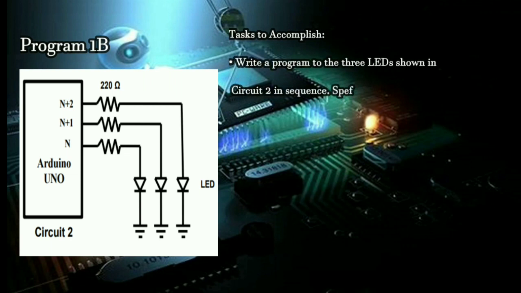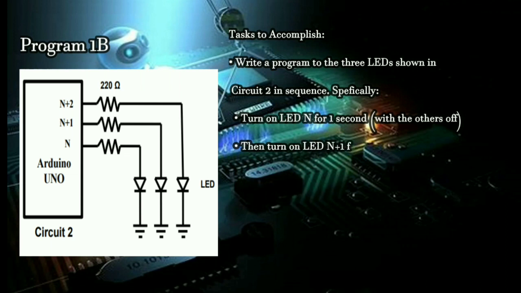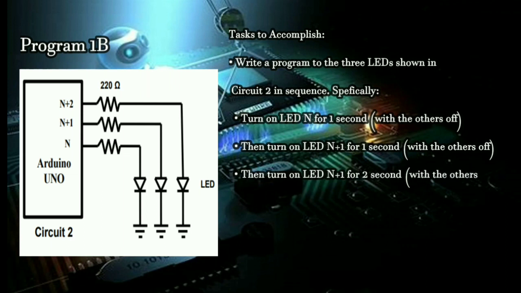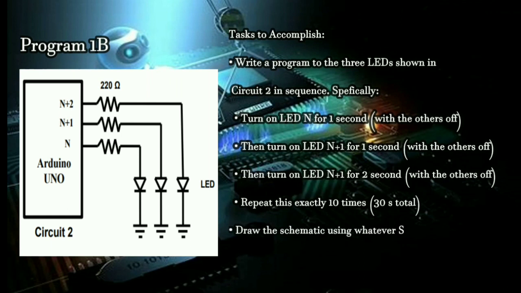Specifically, turn on LED N for 1 second with the others off, turn on LED N plus 1 for 1 second with the others off, and turn on LED N plus 2 for 1 second with the others off. Repeat this exactly 10 times, which is 30 seconds in total, and draw the schematic using whatever software you want to use. In my case, I will be using Tinkercad again.